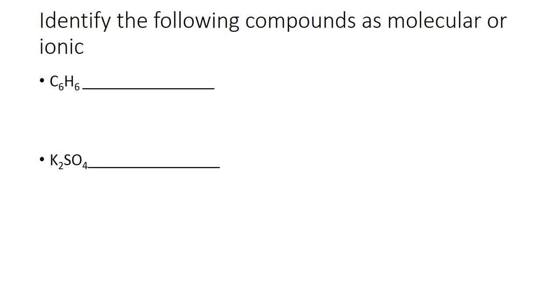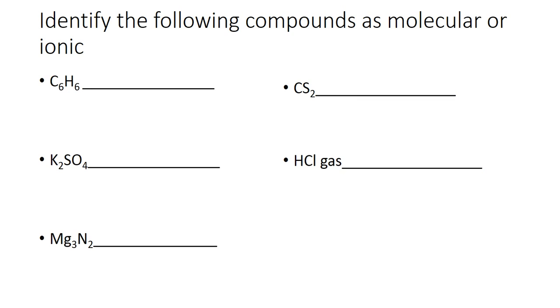Identify the following compounds. This one, please study it. It's very important. For the exam, you should be able to identify the compounds. So stop this video and think about it. Make sure that you finish all of them before I give you the answer. So the first one is covalent, the second one is ionic, the third one is ionic, this one is covalent, this one is covalent. So molecular is the same as covalent.